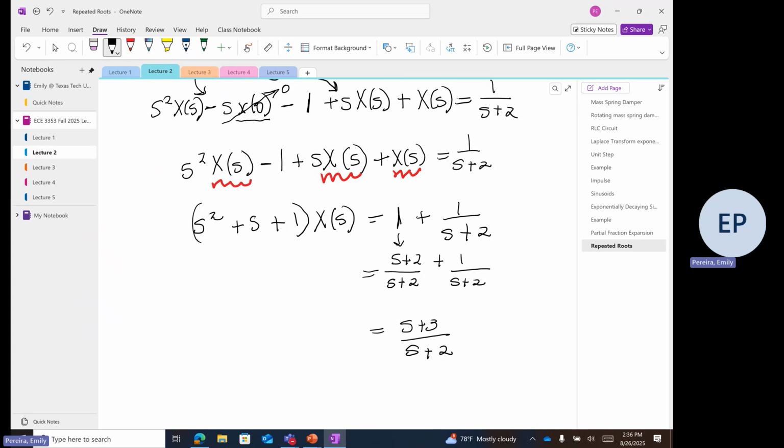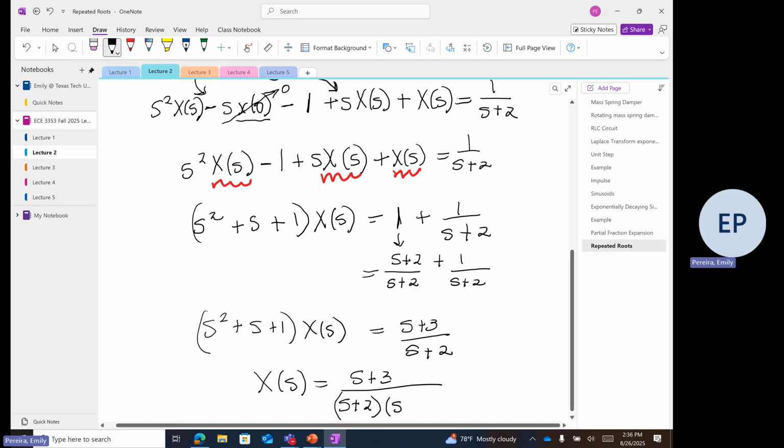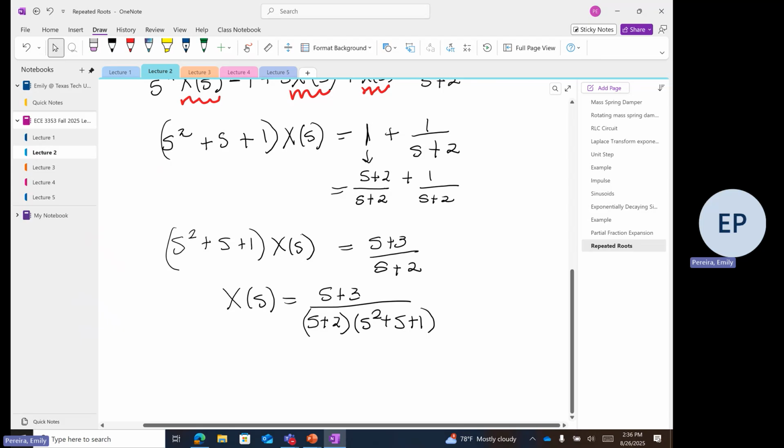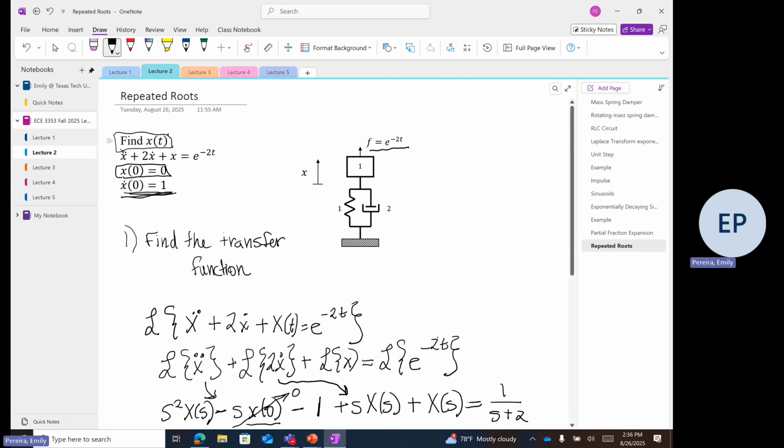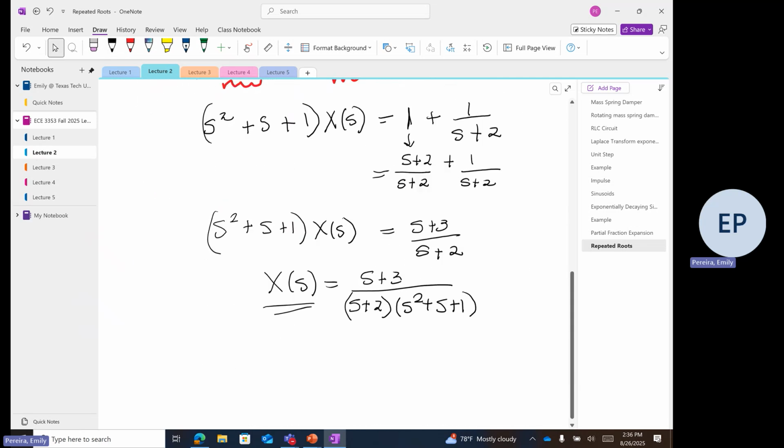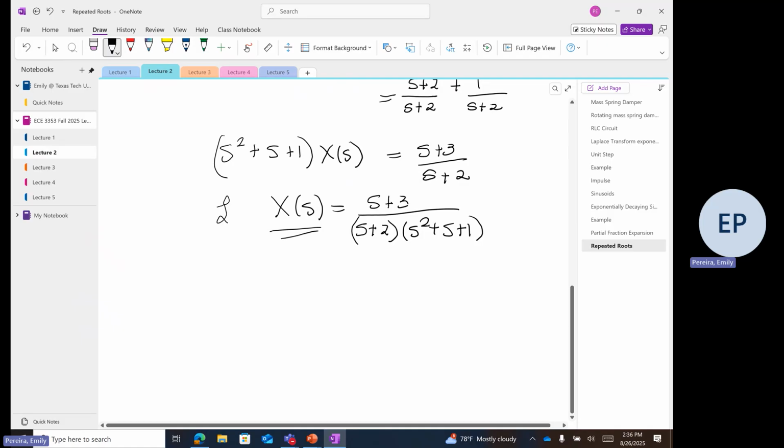divided by s plus 2 is equal to s squared plus s plus 1 times X of s. So our X of s is really s plus 3 divided by s plus 2, divided by s squared plus s plus 1. This is our X of s, which is good because we want to find x of t. So to find x of t now, we're going to take the inverse Laplace transform.